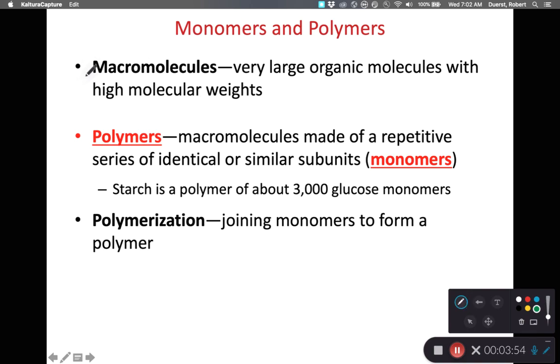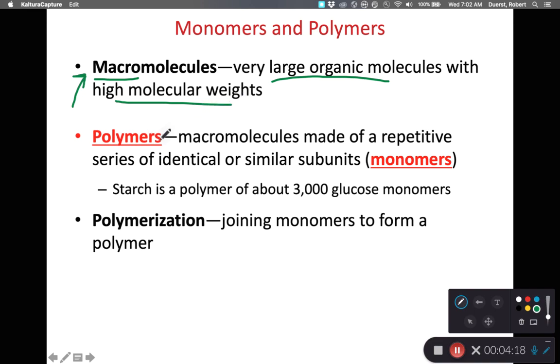As we look at these biomolecules, many times they exist as individual subunits or large chains. These biomolecules can be very large. Macro means big, and macromolecules are those very large organic molecules. They have ridiculously high molecular weights, up to 10,000 AMU, as opposed to single or double-digit AMUs for individual atoms.